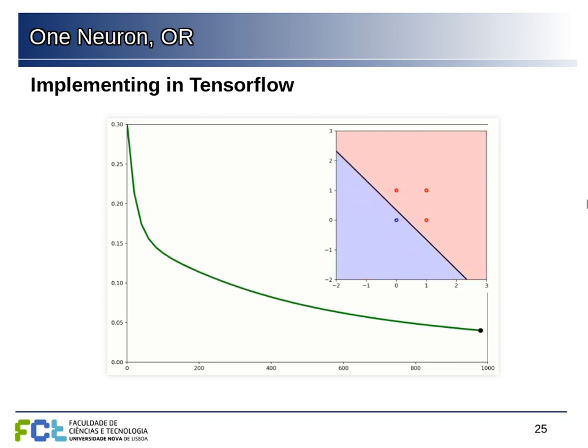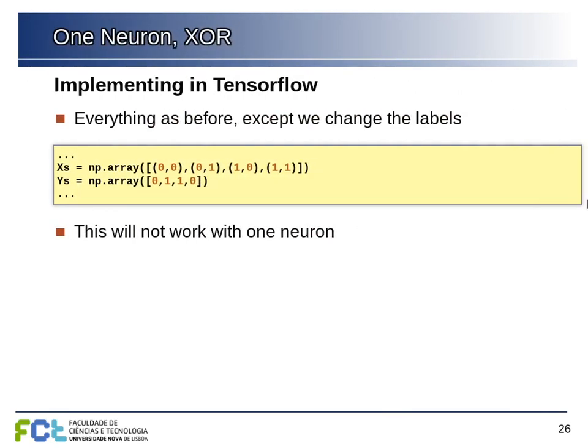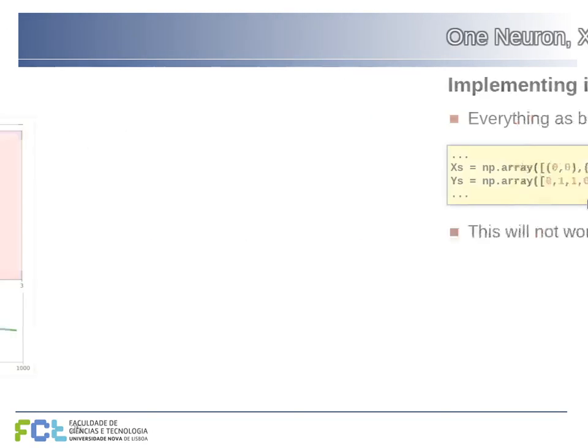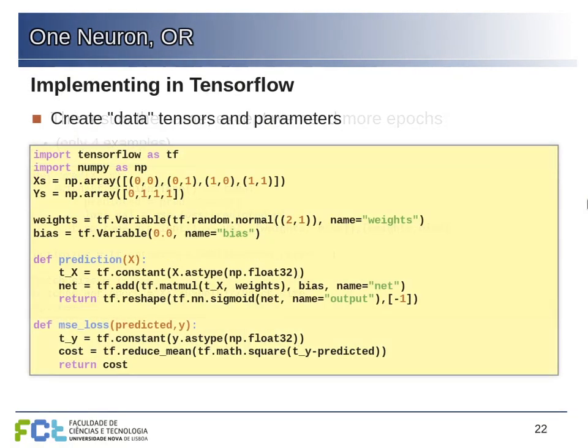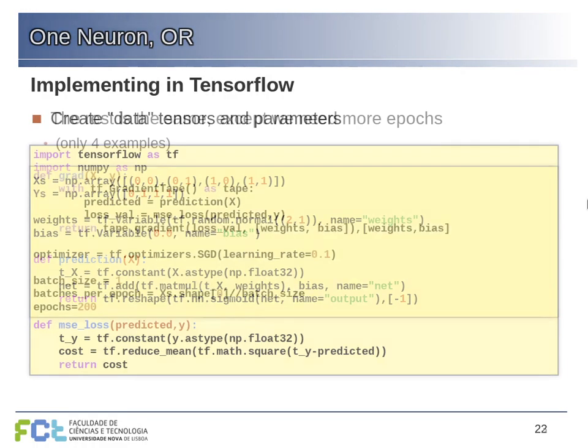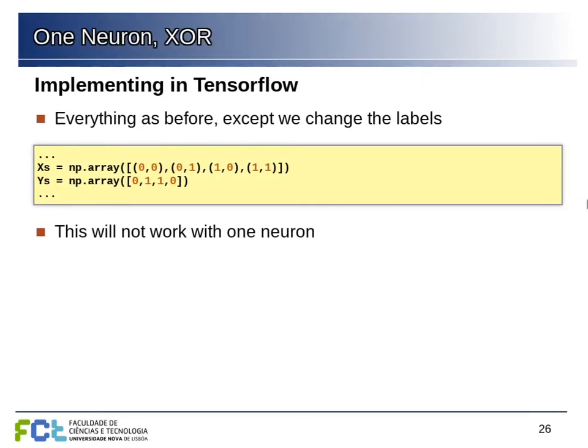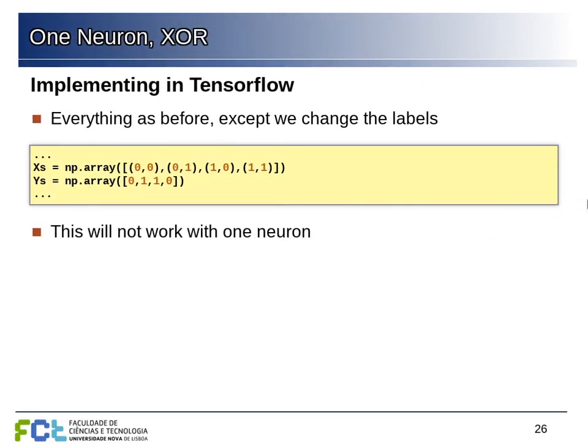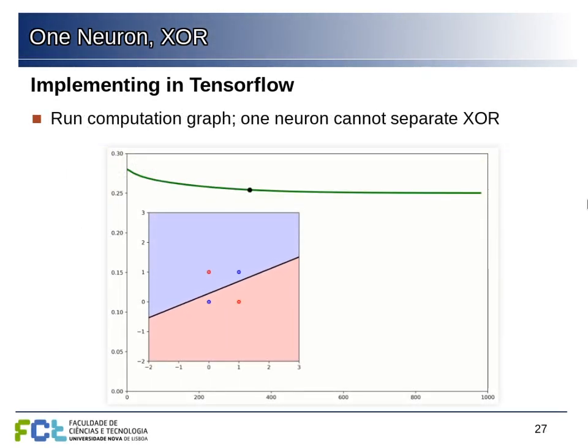Now, if we want to do the exclusive OR, we can just change here. So instead of having these labels, where false or false is false and the rest is true, we can change the labels here so that true exclusive or true is also false. So now we have this different problem that cannot be solved with a linear classifier.